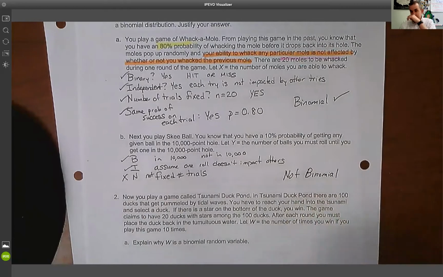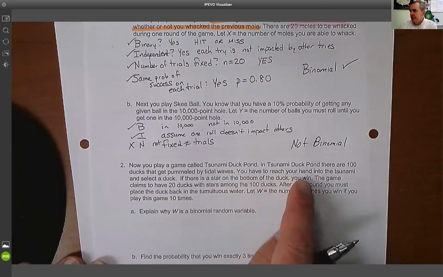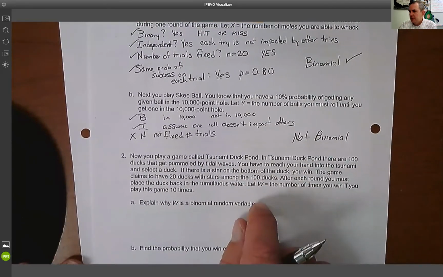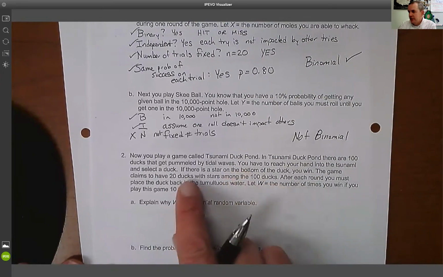Okay, it's not binomial because of that. So the next one says, we're going to go back to Tsunami Duck Pond. In Tsunami Duck Pond, there are 100 ducks that get pummeled by tidal waves. This is a very dark game. You have to reach your hand into the tsunami and select the duck.